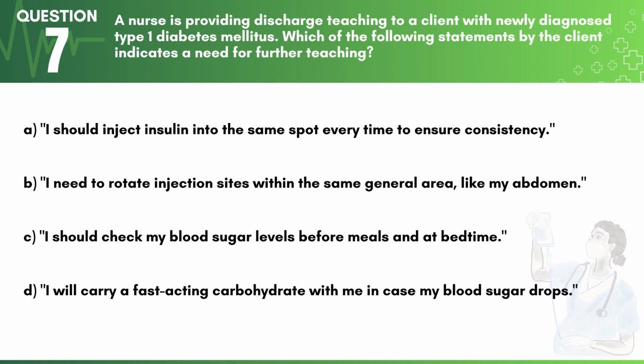Question 7. A nurse is providing discharge teaching to a client with newly diagnosed type 1 diabetes mellitus. Which of the following statements by the client indicates a need for further teaching? A. I should inject insulin into the same spot every time to ensure consistency. B. I need to rotate injection sites within the same general area, like my abdomen. C. I should check my blood sugar levels before meals and at bedtime. D. I will carry a fast-acting carbohydrate with me in case my blood sugar drops.